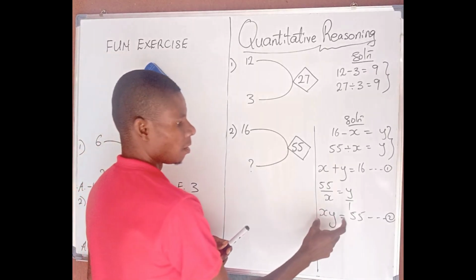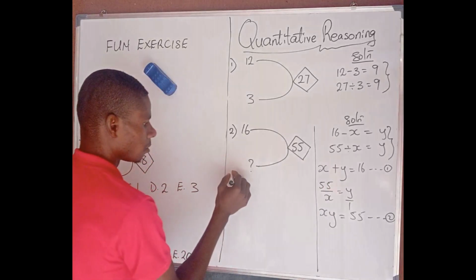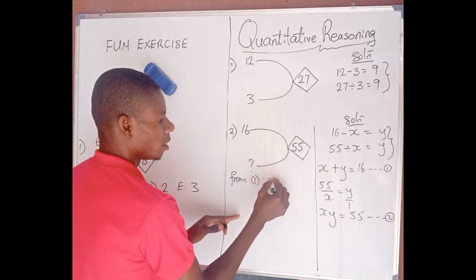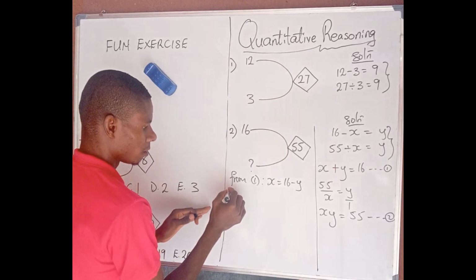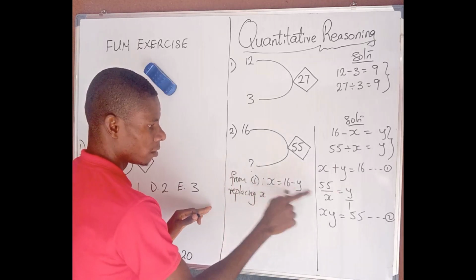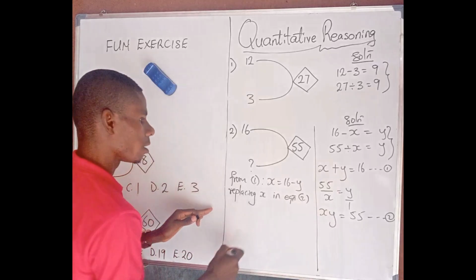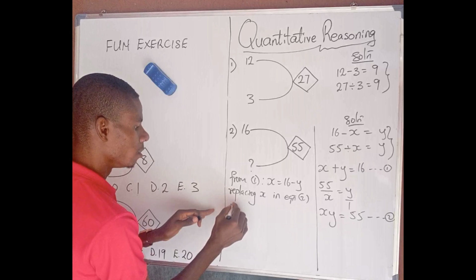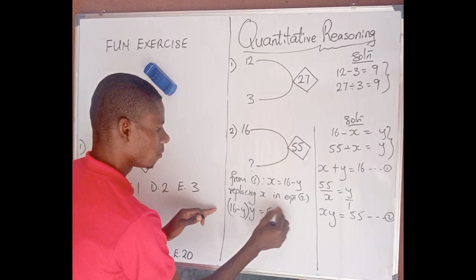So from here, let me take one of these variables and make it the subject. So let me say from equation 1, x equals 16 minus y. Okay, let me replace it, replacing x being this in equation 2, okay? In equation 2. And what is equation 2? xy equals 55. But the value of x here is 16 minus y. So I have 16 minus y, times y here, equals 55.